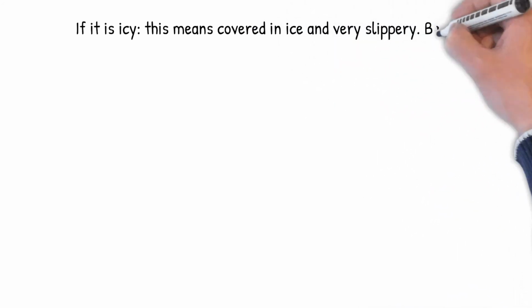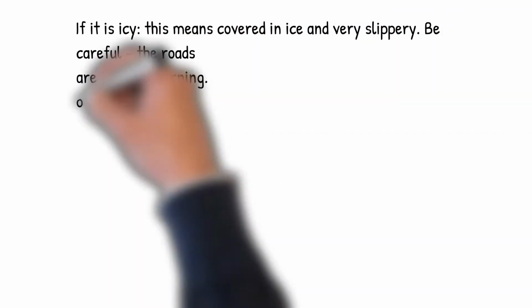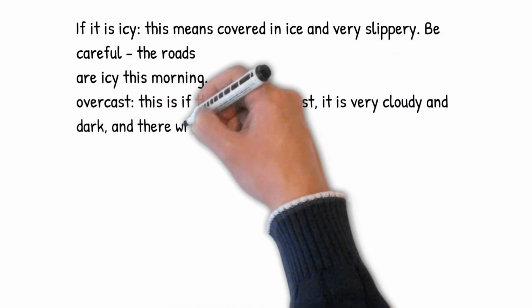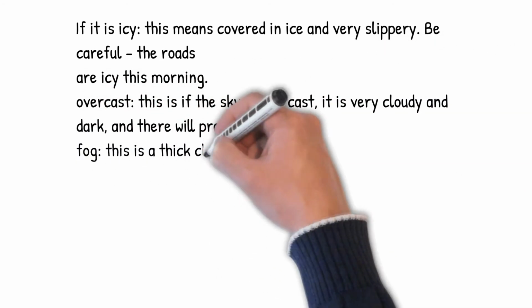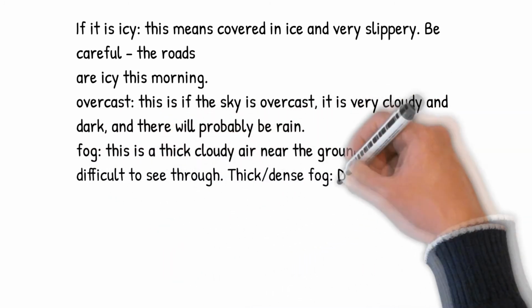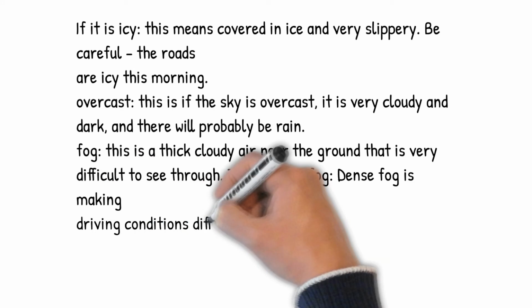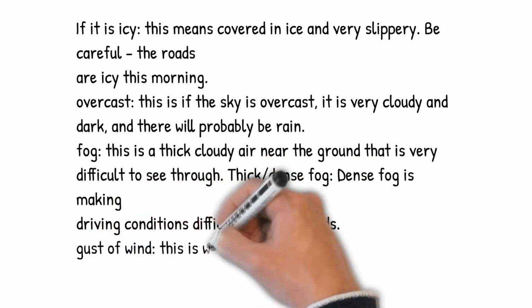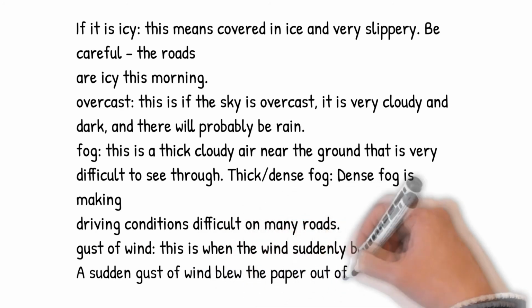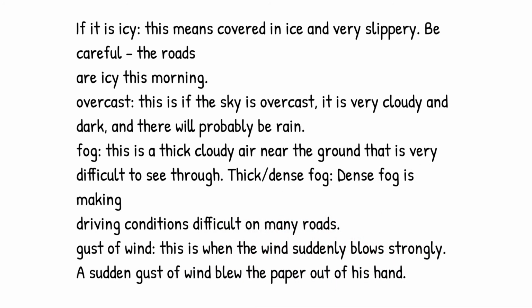If it is icy, this means covered in ice and very slippery. Be careful, the roads are icy this morning. Overcast, this is if the sky is overcast, it is very cloudy and dark, and there will probably be rain. Fog, this is a thick cloudy air near the ground that is very difficult to see through. Thick/dense fog is making driving conditions difficult on many roads. Gust of wind, this is when the wind suddenly blows strongly. A sudden gust of wind blew the paper out of his hand.